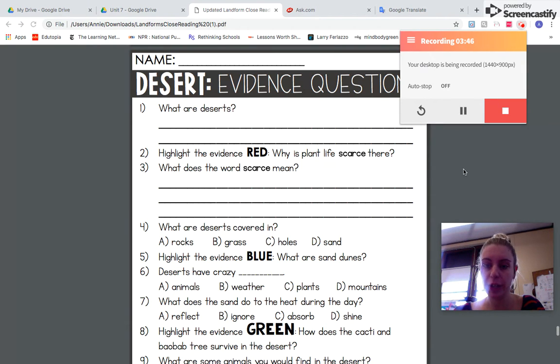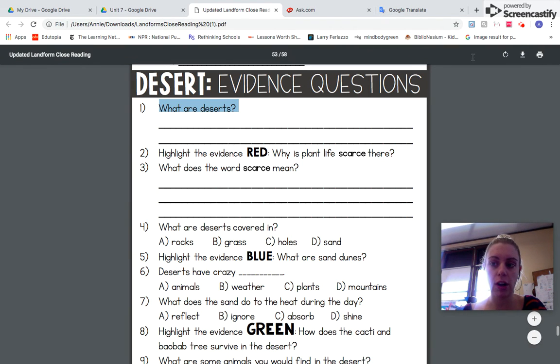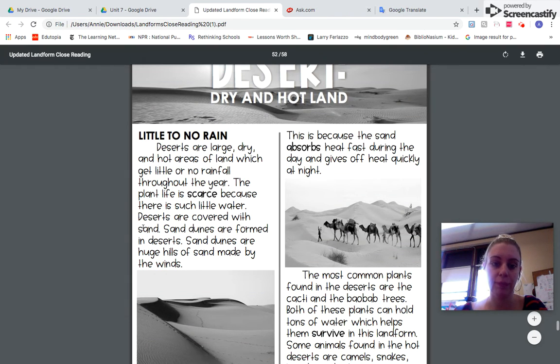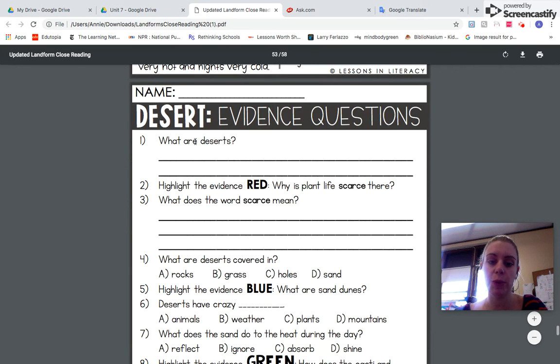All right, question number 1. What are deserts? So go back and find it in the text. Restate that question: Deserts are, okay? Pause it when you go back in the text. Pause Miss Nark and find it in the text and then write your answer. I see it right over here, okay? So pause Miss Nark and write it down for number 1.